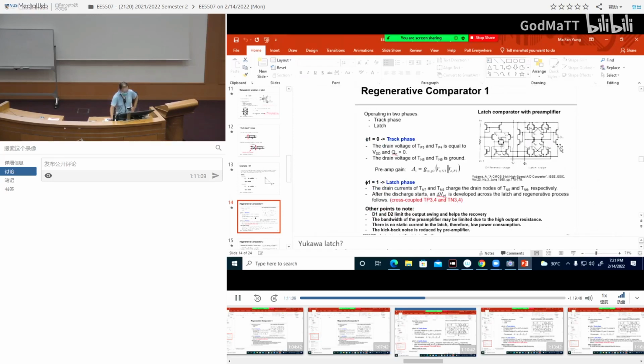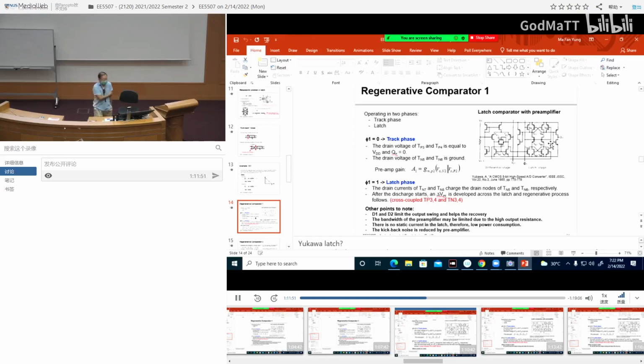Okay, this kind of a positive feedback comparator works in two phases, the track phase and the latch phase. The track phase means the pre-amplifier phase. That means my pre-amplifier is amplifying a little bit the input. The latch phase is my positive feedback phase. So it's a two-phase operation. So what is the pre-amplifier phase or the track phase? It is when this signal is low. When phi 1 is low, what is happening to this latch circuit? Can you all see?